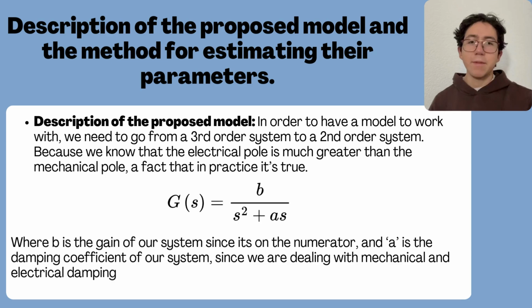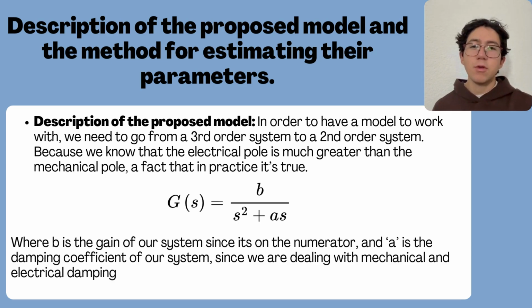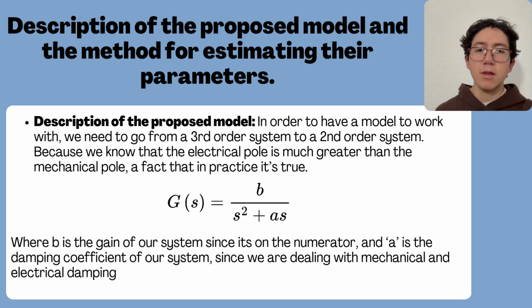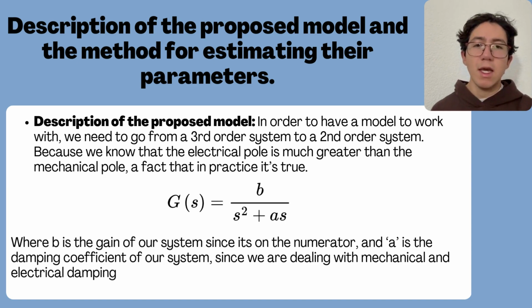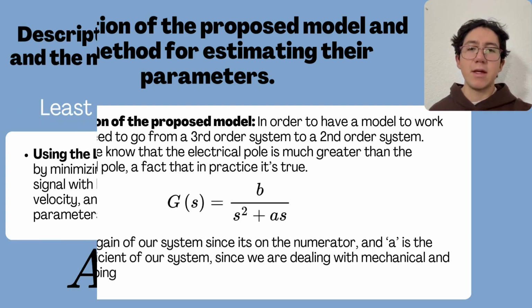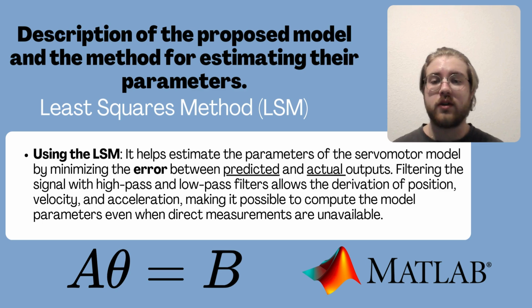After observing the schematic design of the DC motor, we could detect that it belongs to a third-order system. However, we had to make it a second-order system in order to apply the following methodologies. As can be seen in our model, we have two parameters, where B corresponds to the gain, since it is the parameter in the numerator, and A corresponds to the damping, since it is the parameter which deals with electrical and mechanical damping. To estimate the parameters of the model, we use the least square method.